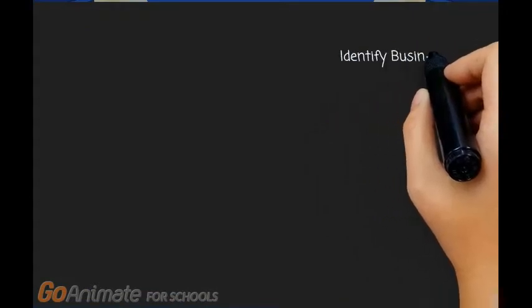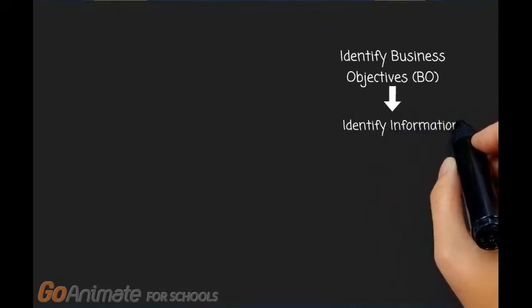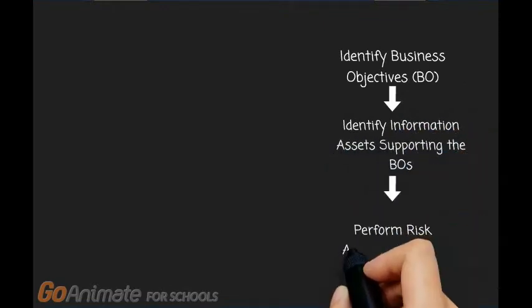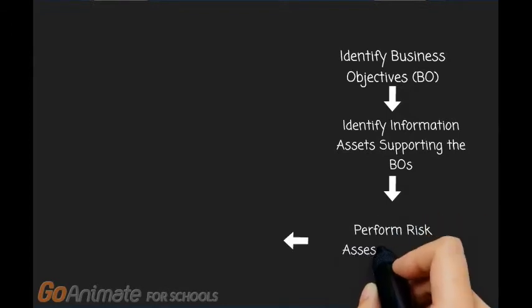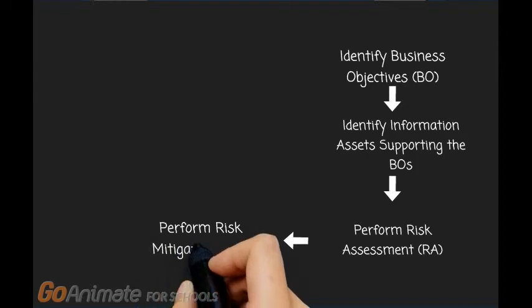First, the auditor will identify the business objectives. Second, they will identify the information assets that support the business objectives. The third step is to perform a risk assessment. Next, the auditor will perform risk mitigation. They will map risks with controls in place.